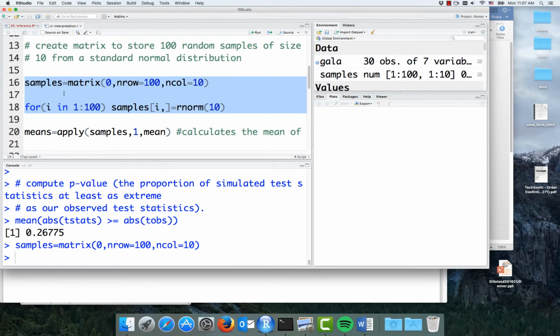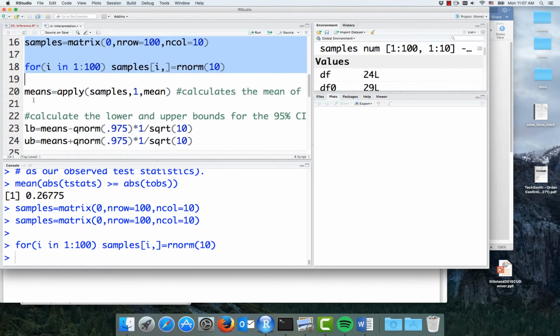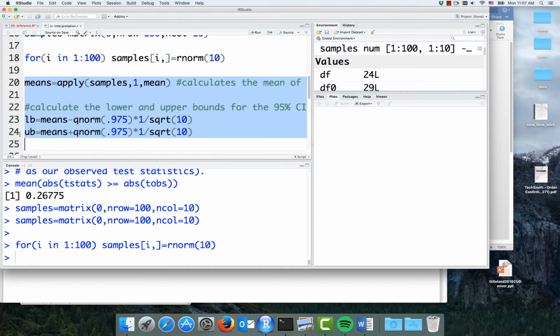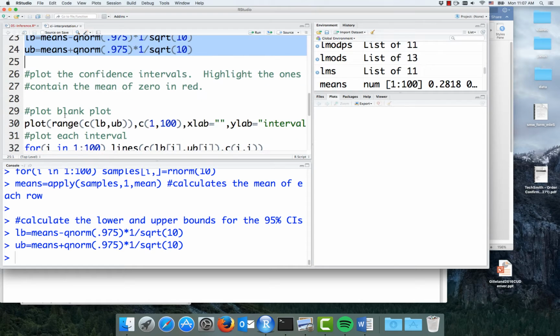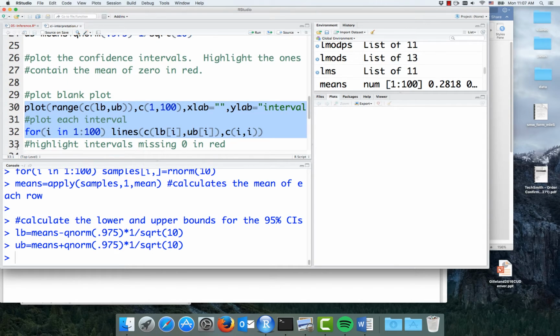And so what I'm going to do here is create a matrix to store my samples in. I'm going to take 100 samples of size 10 and then store each one of those samples in my matrix. And then from each of those samples, I'm going to construct a t-interval. So that's what I'm doing right here. And now I'm actually going to plot my t-intervals.